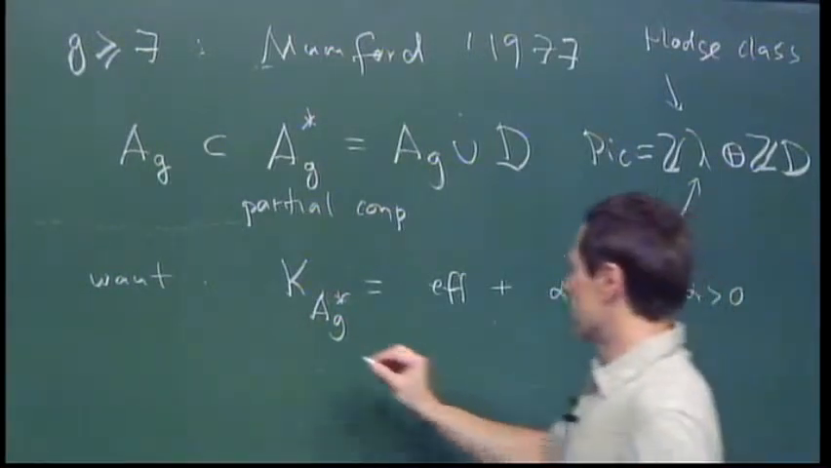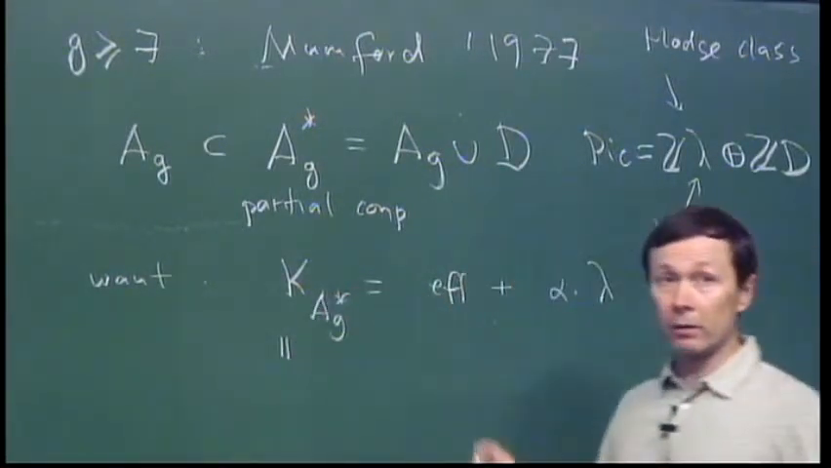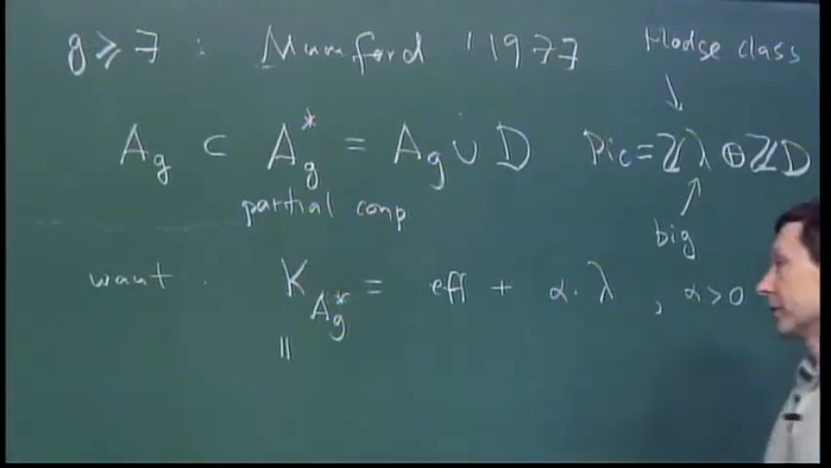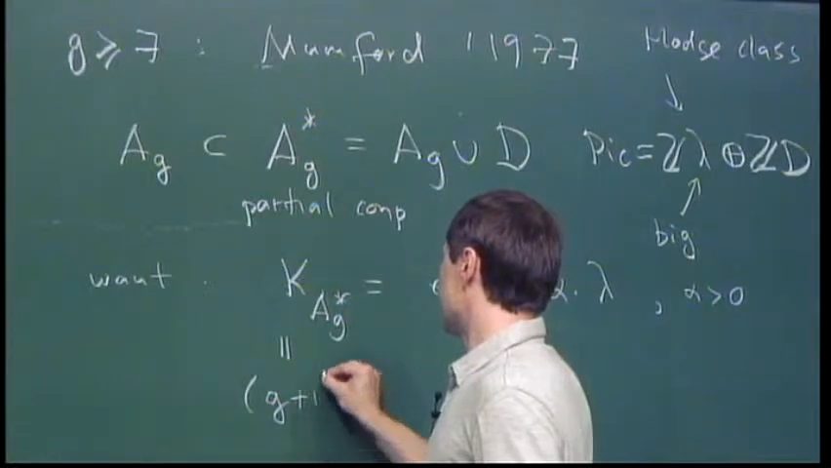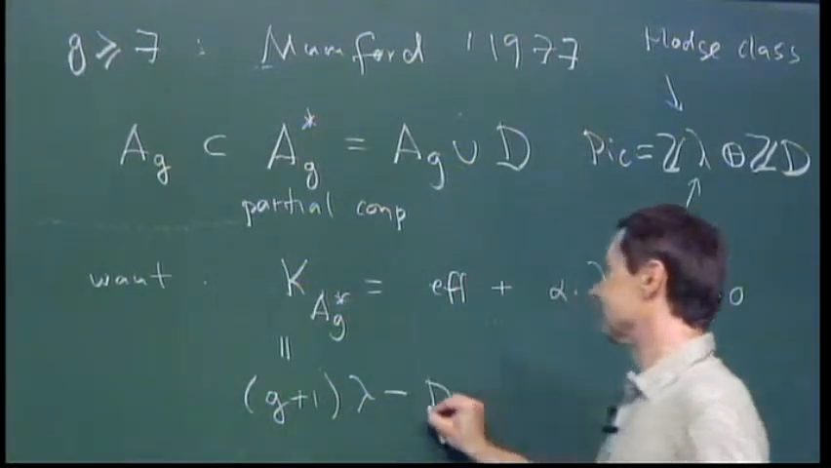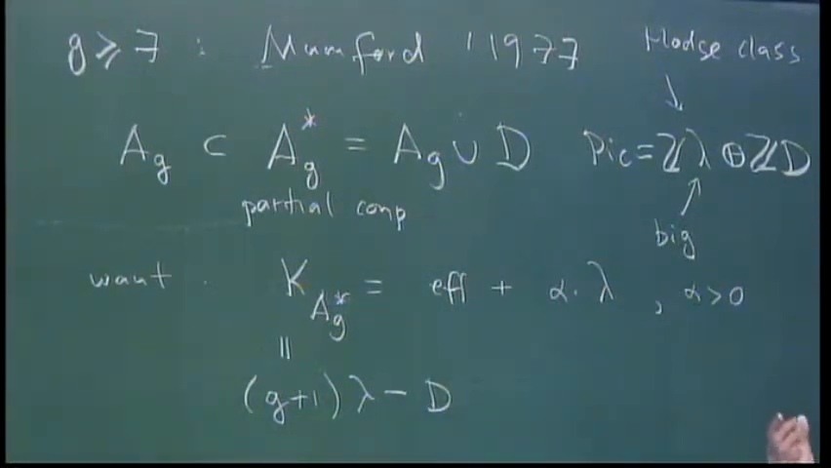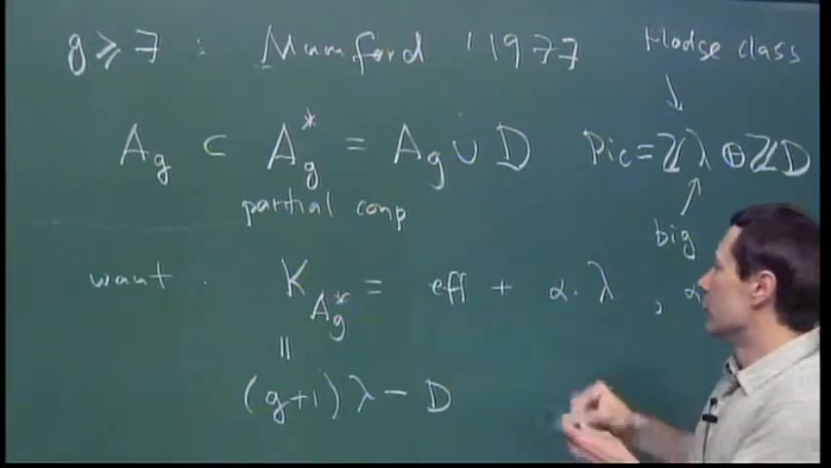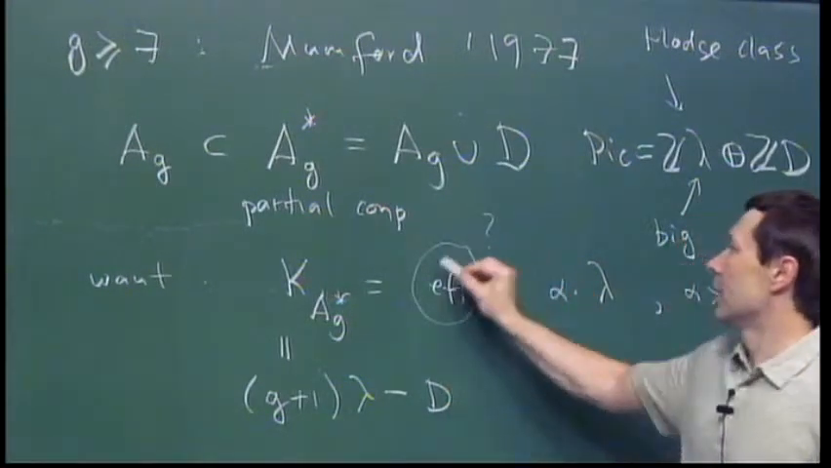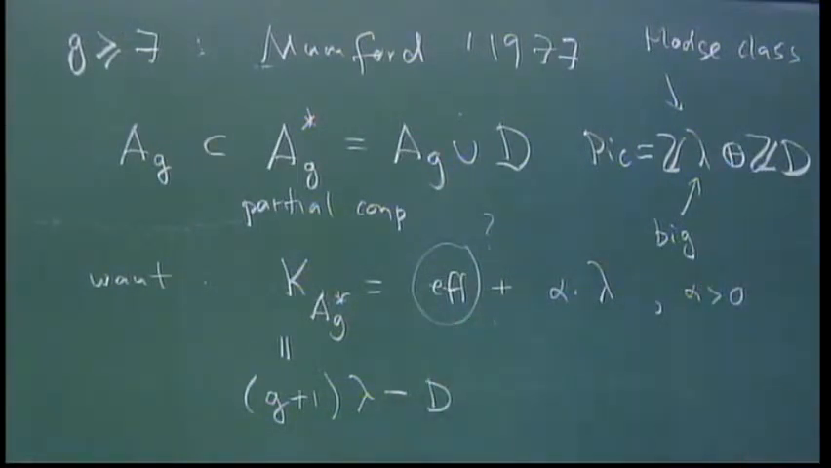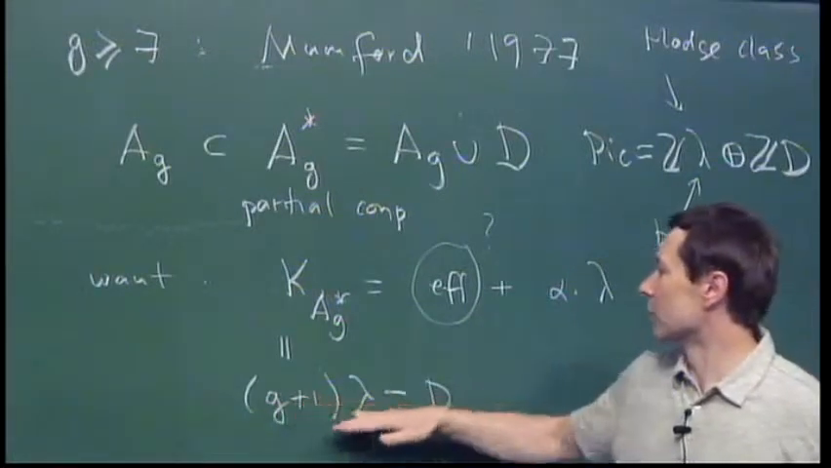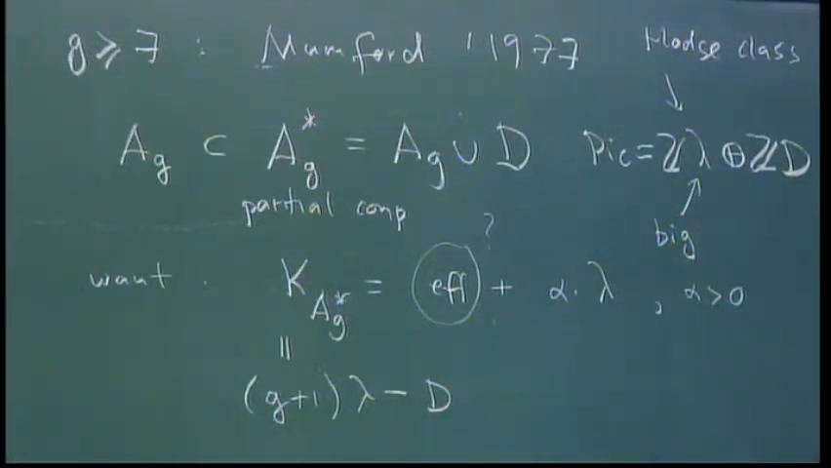Now the formula, Mumford gave the formula for the canonical class of this A_g bar, A_g star, and it's just (g+1) lambda minus D. And so then all you want is to find an effective divisor here so that you can plug into this formula. It would be slightly smaller than this with respect to lambda.